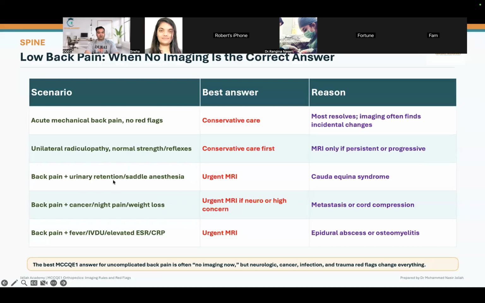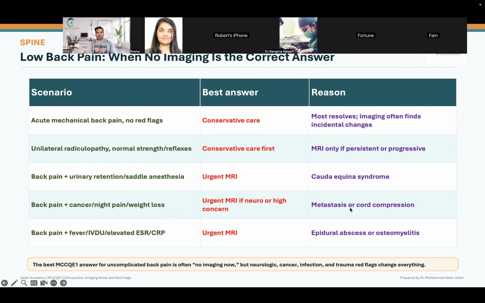Back pain, urinary retention and saddle anesthesia. Do I have to do X-ray? No. This is an emergency. I have neurological symptoms. For neurological symptoms, I have to do an urgent MRI and an urgent referral to surgery for decompression. Especially if the patient has metastasis, it is going to give it away.